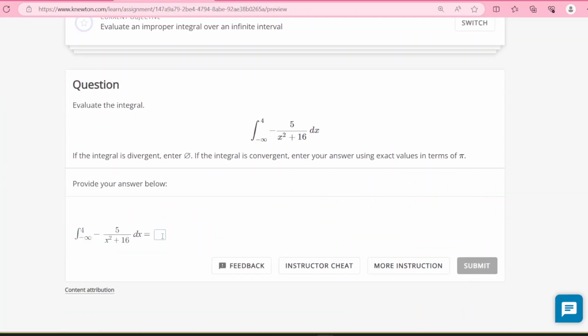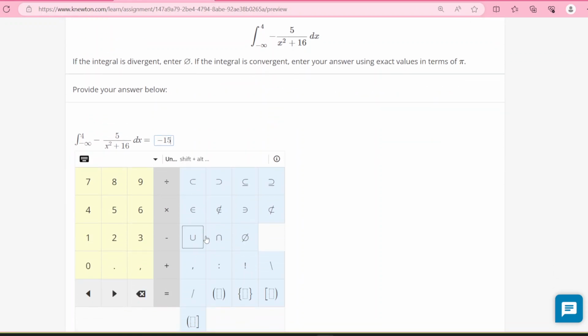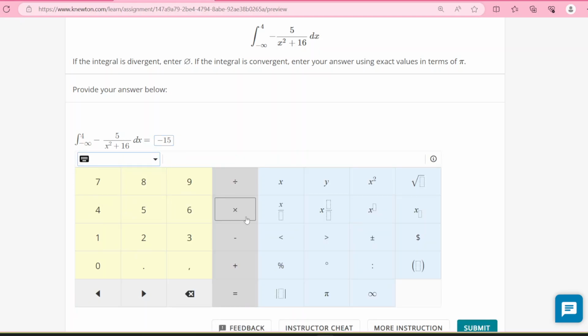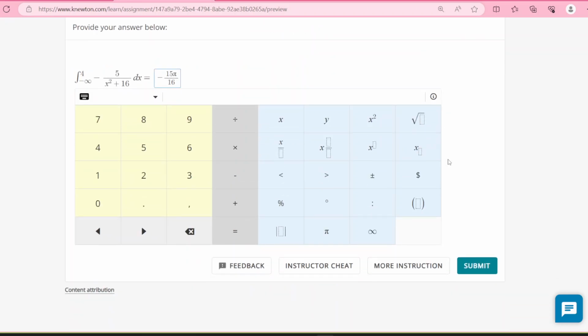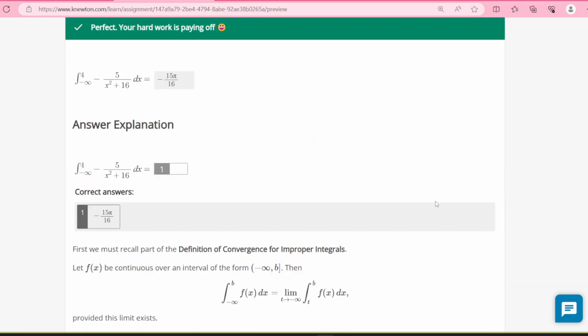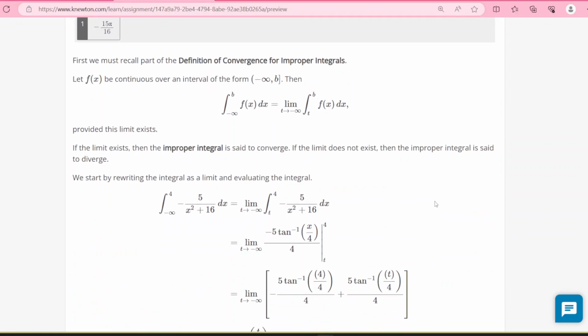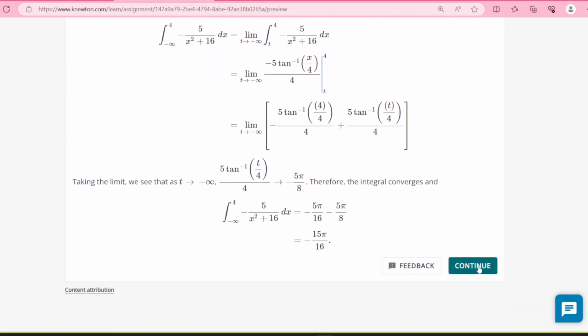So back here, I'm going to enter my negative 15, and the pi symbol isn't showing up here, but if I go to the keyboard to basic, there's pi. So negative 15 pi, divided by 16. And this should be good. Wonderful. Okay. And again, read through the answer explanations. Moving on.